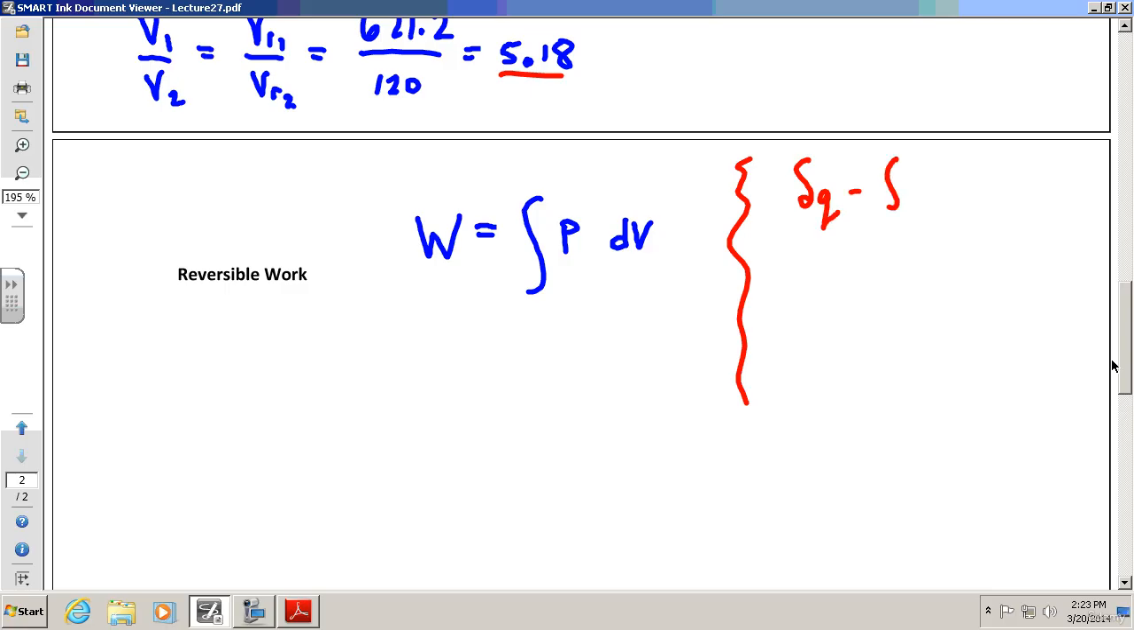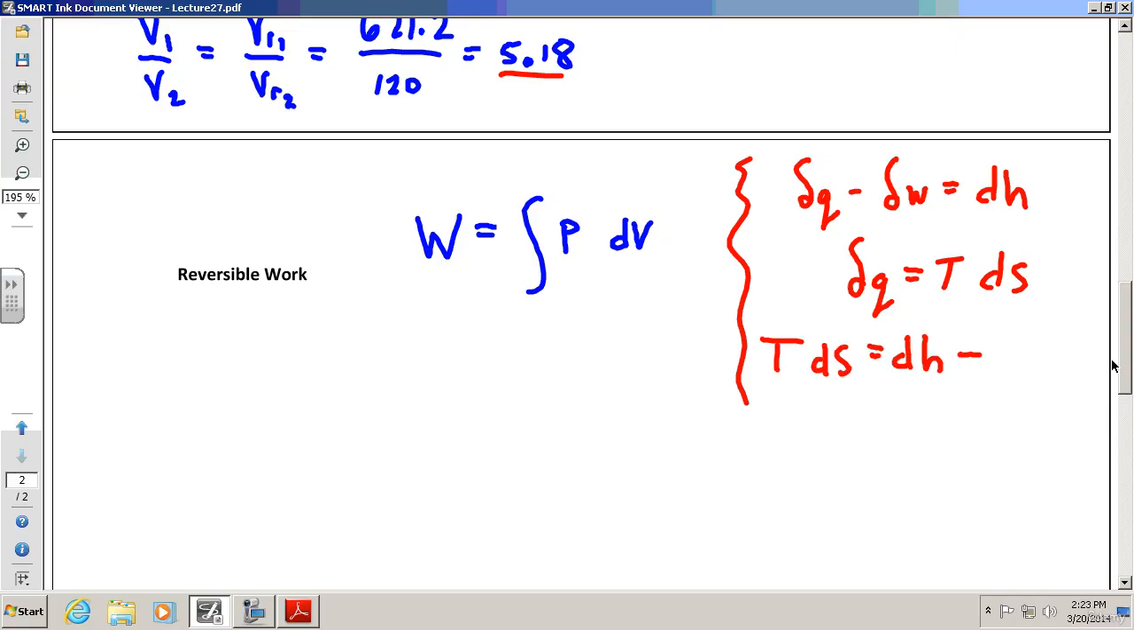Differential Q minus differential W is equal to dH. That's just Q minus W is equal to H, but in differential form. Then we can say for differential heat, dQ is equal to TdS, and if you don't know where that comes from, see the prior lecture. And from prior work, TdS is equal to dH minus VdP. I'm going to leave that as a side note.